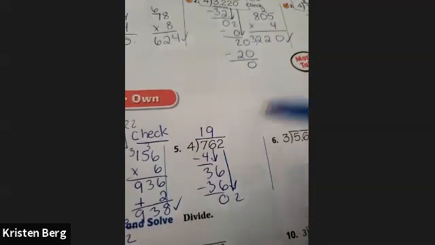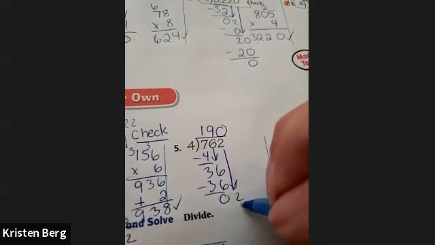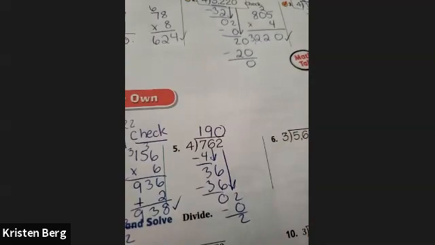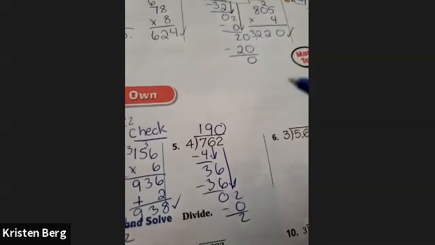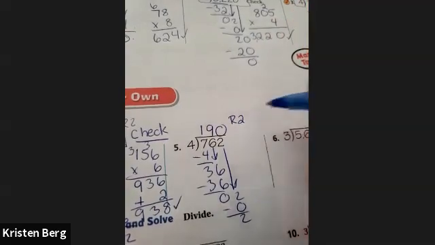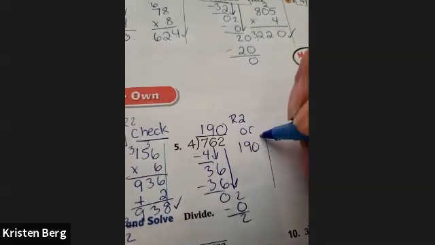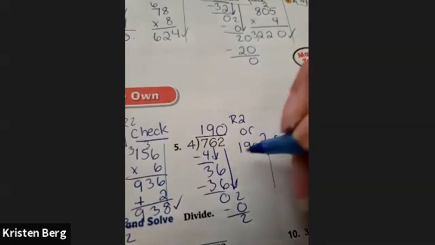How many 4s will go into 2? That is 0. So 0 times 4 is 0 with 2 remaining. So therefore, your answer should have been 190 remainder 2, or 190 and 2 over 4 would have been your J method.